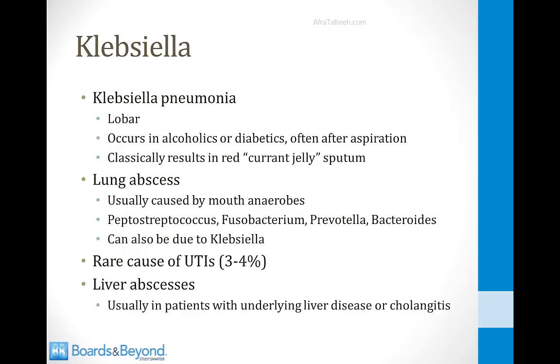So let's talk about the infections that Klebsiella can cause. A Klebsiella pneumonia is a lobar pneumonia, and it classically occurs in alcoholics, sometimes in diabetics, and it's usually after aspiration. So alcoholics have impaired sensation because of the drinking, and then they often pass out and aspirate some of their stomach contents, and this is the mechanism by which they can get Klebsiella into their lungs to get pneumonia. And one unique feature of a Klebsiella pneumonia is that it classically produces a red sputum, described as red currant jelly sputum, and this is what you see in patients with Klebsiella lobar pneumonia.